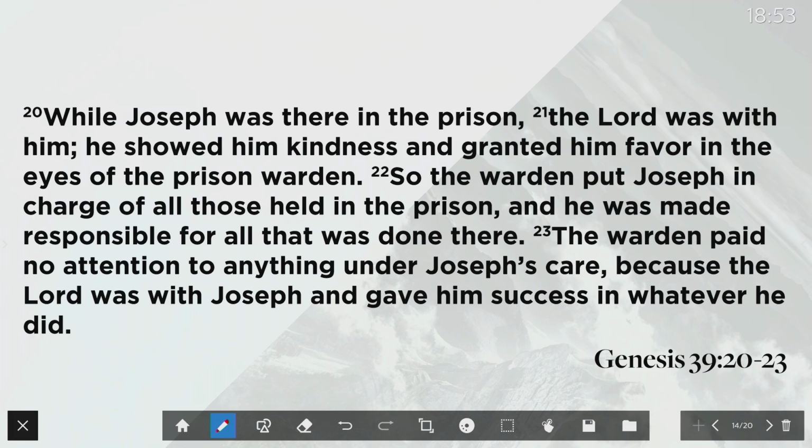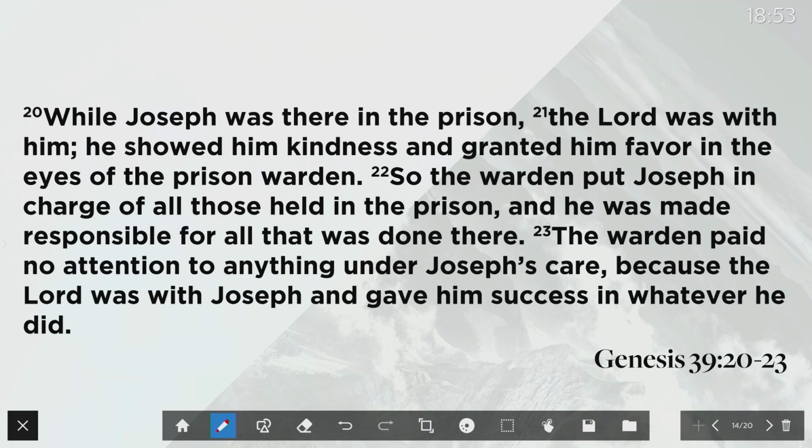So everywhere that he ends up, right? His circumstances don't improve. In fact, they seem to get worse. And yet everywhere he goes, he's simultaneously blessed by God, that he has these incredible gifts and that God continues to use him. The warden paid no attention to anything under Joseph's care. Sounds very familiar to Potiphar and what he was doing there, because the Lord was with Joseph and gave him success in whatever he did.